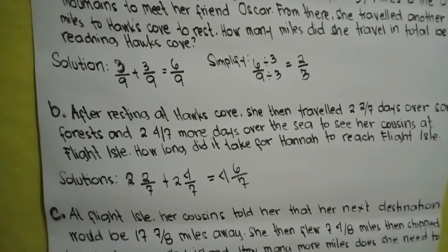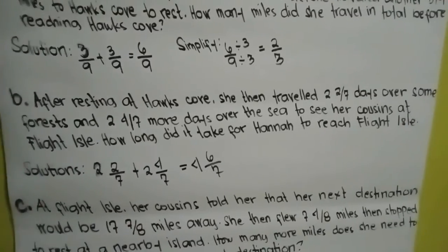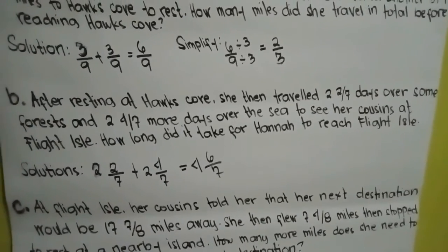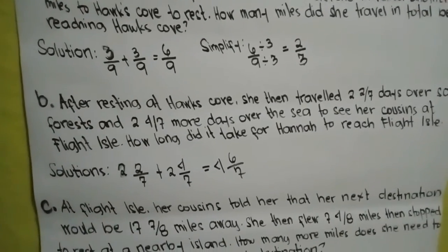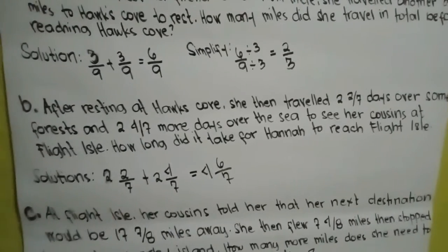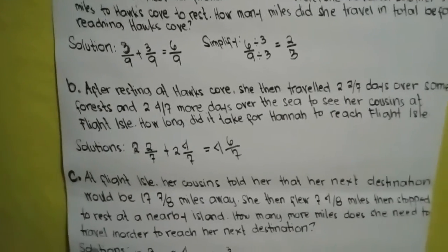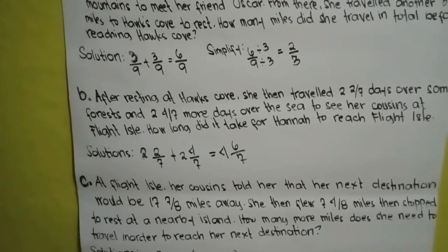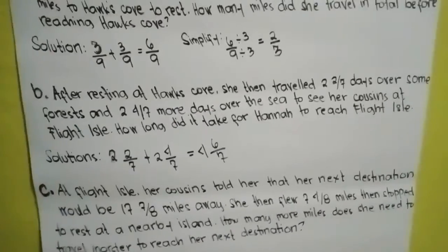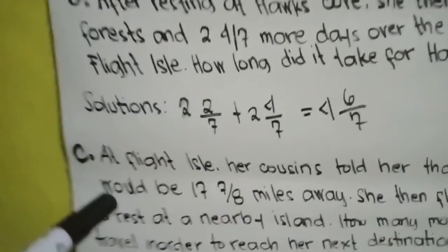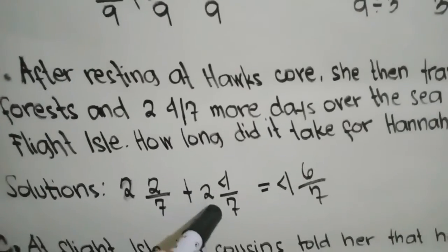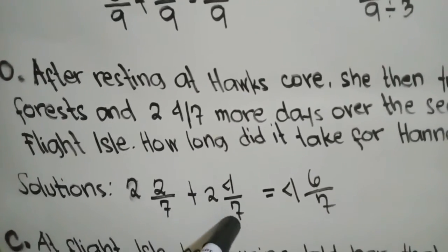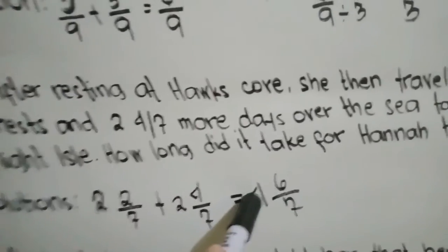Letter B. After resting at Hawks Cove, she then traveled 2 and 2 over 7 days over some forests and 2 and 4 over 7 more days over the sea to see her cousins at Flight Isle. How long did it take for Hannah to reach Flight Isle? So, the question is, how long did it take for Hannah to reach Flight Isle? So, solution. 2 and 2 over 7 plus 2 and 4 over 7 equals 4 and 6 over 7.